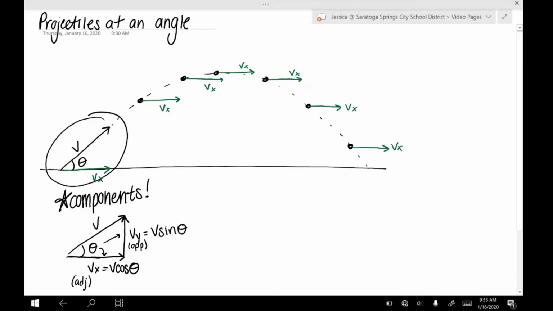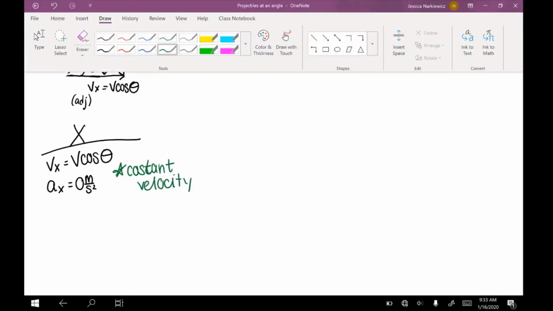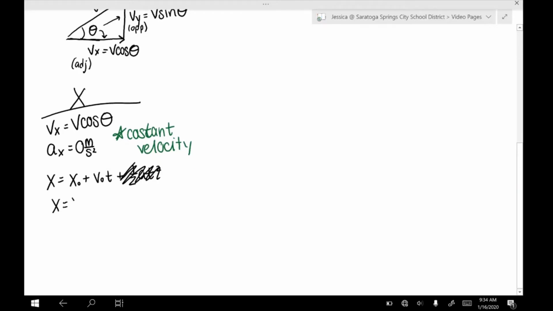So that Vx never changes, which means in the x direction we are undergoing constant velocity. Really the only equation we can use for constant velocity is our position versus time equation, but because acceleration is 0, this whole third part goes away. So in the x direction, we can use x equals v0 t, and we know how to do a constant velocity problem already. So the x direction is the easier of our two.